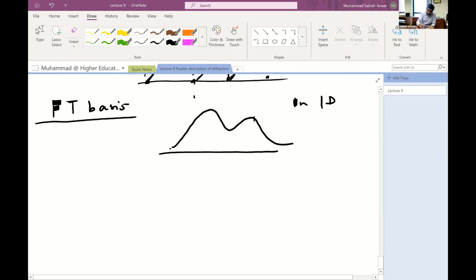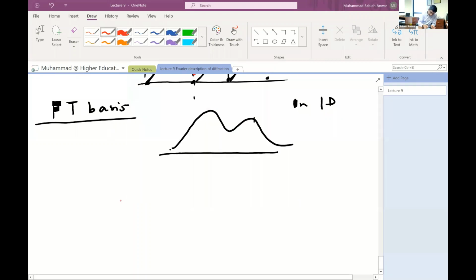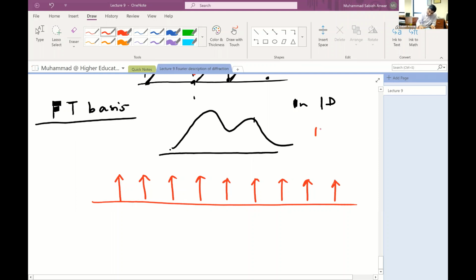Now in 1D, I have a reciprocal lattice, which is given by Dirac delta pulses. So this is my Fourier transform of the basis. This is the Fourier transform of the lattice. I'm back in 1D. This spacing here is 2 pi over a. Now to find the Fourier transform of the 1D crystal, I simply multiply these two together.